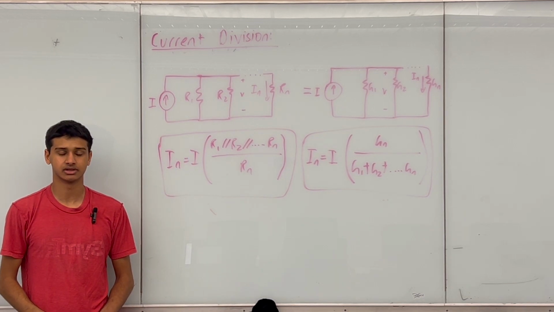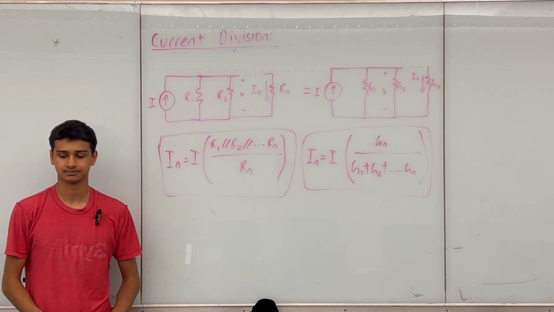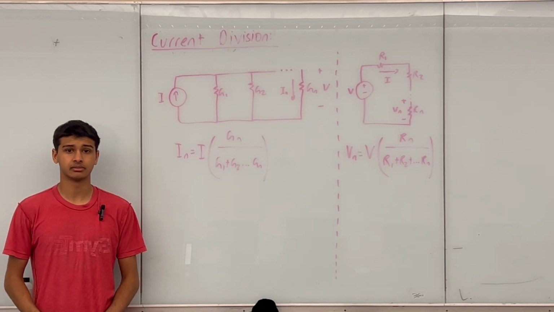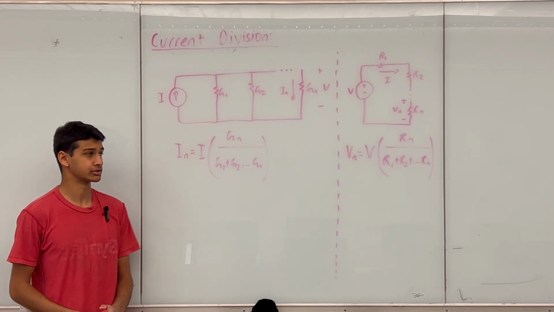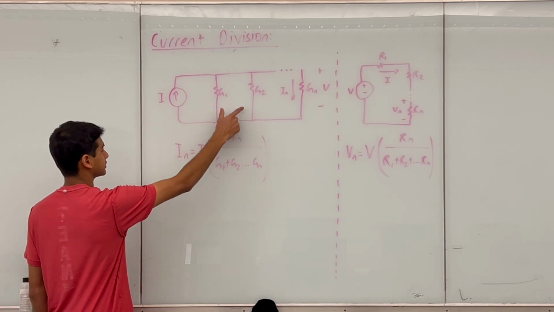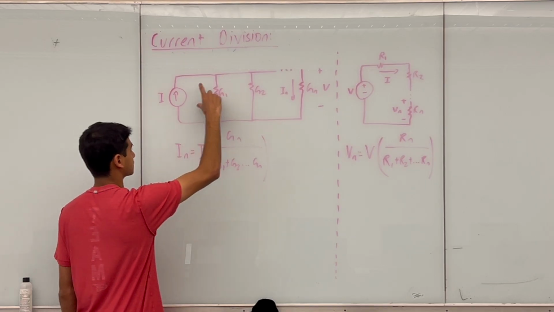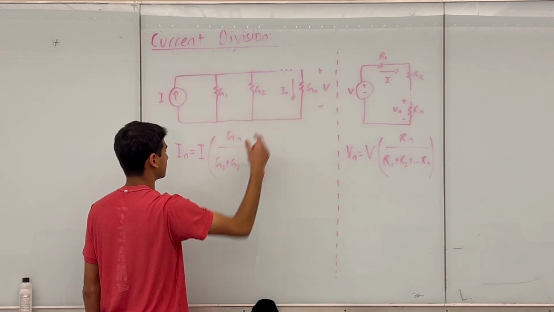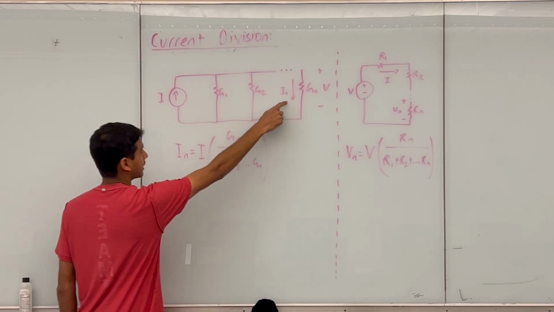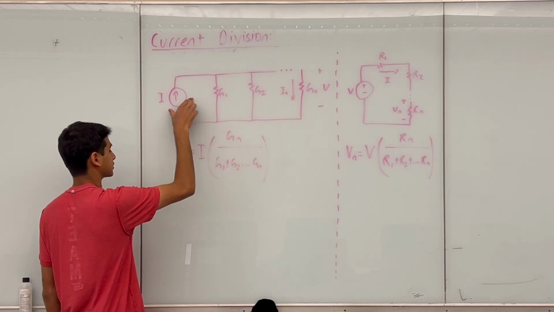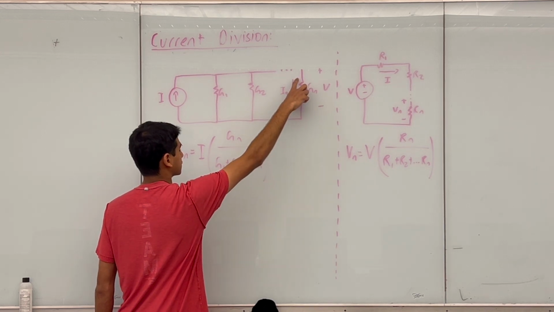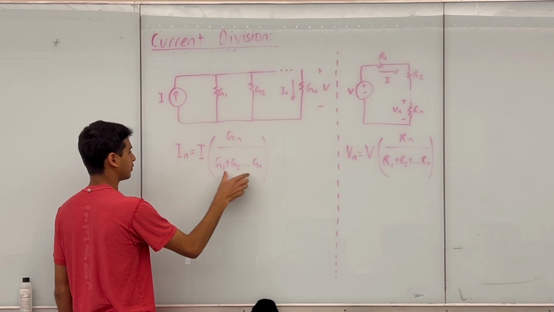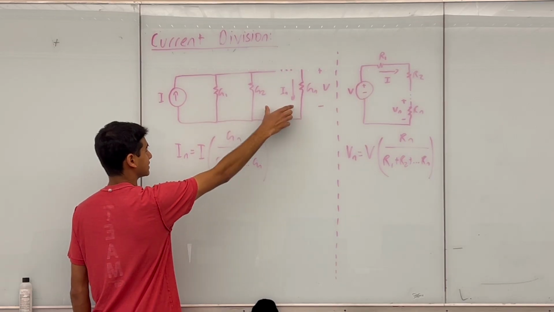So I hope generalizing the formulas made sense. The next thing I'm going to do is go over a little bit of my own intuition for using current division. I'm going to try to make the formulas for voltage and current division a little bit more intuitive. So I wrote out the formula for current division here, where I have a current source supplying all these resistors in parallel. And the formula is, for IN at least, it's just the source current times the conductance Gn of the resistor you're looking at, divided by all of your conductances added together.